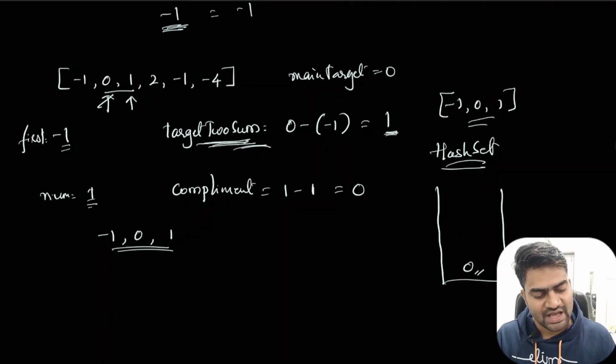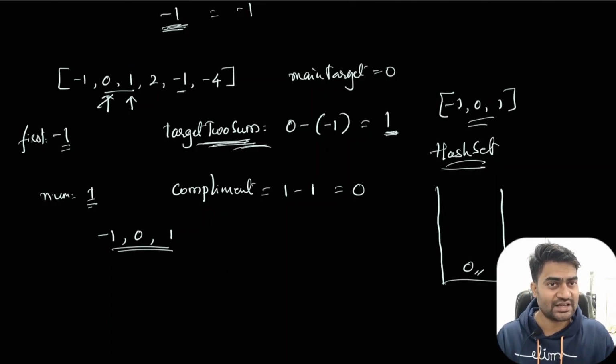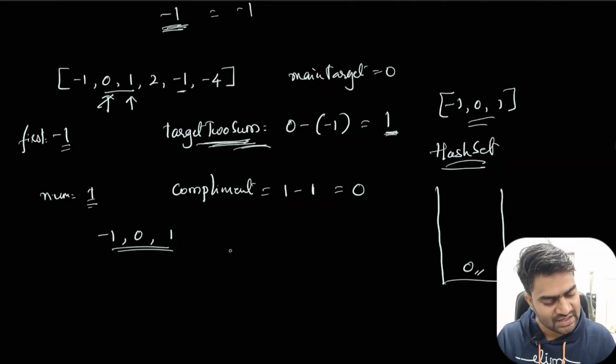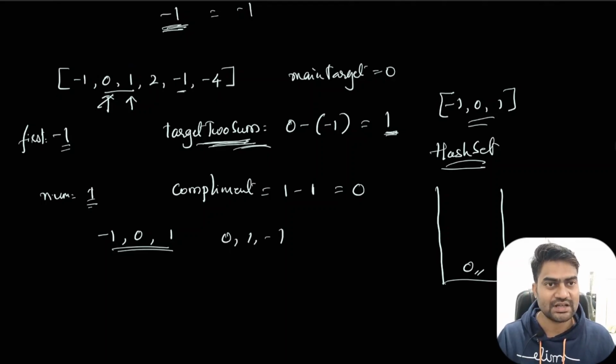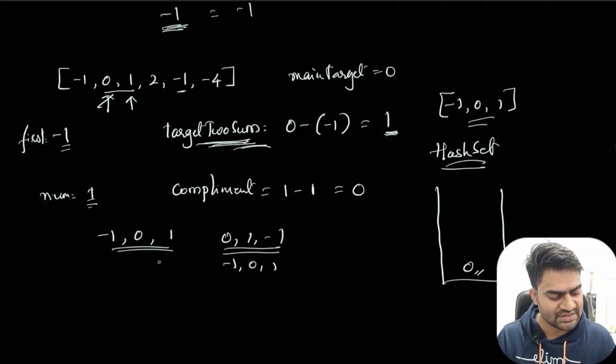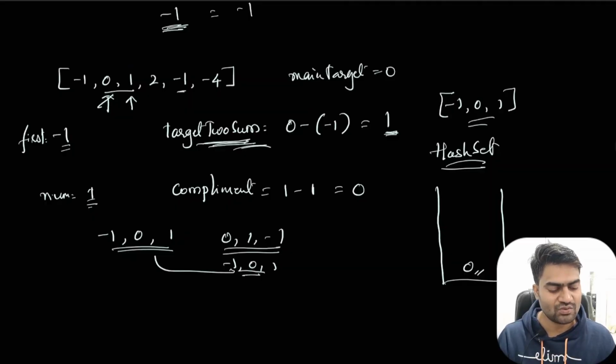If you see, -1 appears again somewhere in the list. If -1 appears somewhere in the list, we will again get a duplicate record, which will be something like 0, 1 and -1. If you sort that, it becomes -1, 0 and 1, which is the same as this one. So I should not consider this. For this, before processing the entire array, I will sort it, and I will skip the repeating numbers.